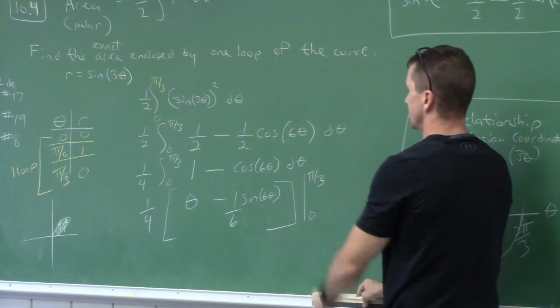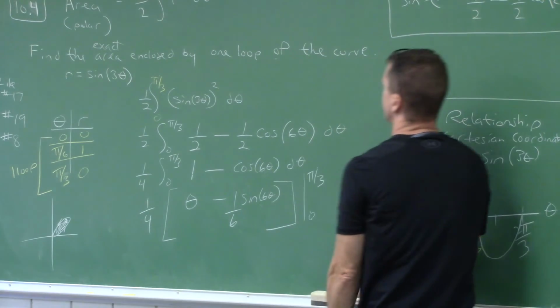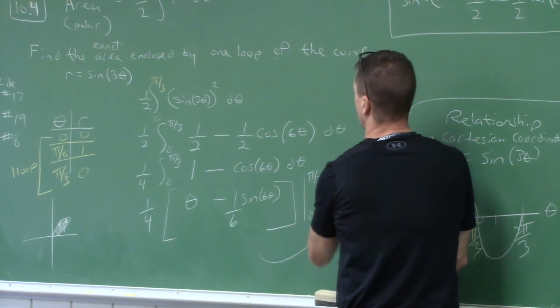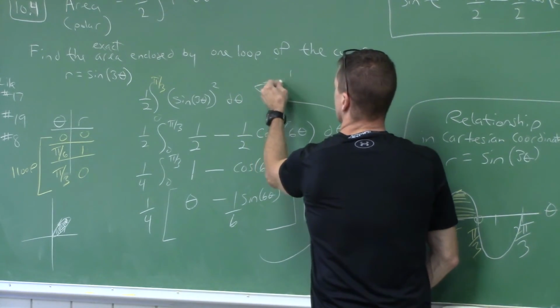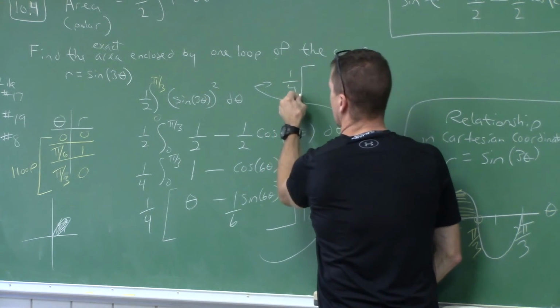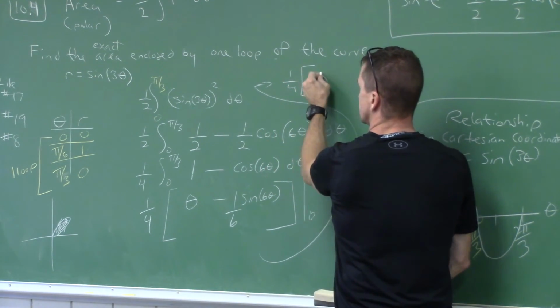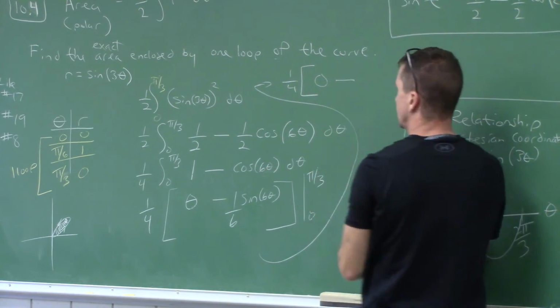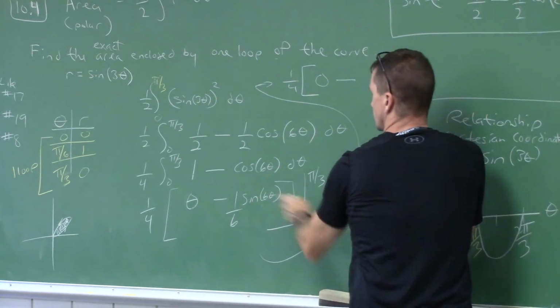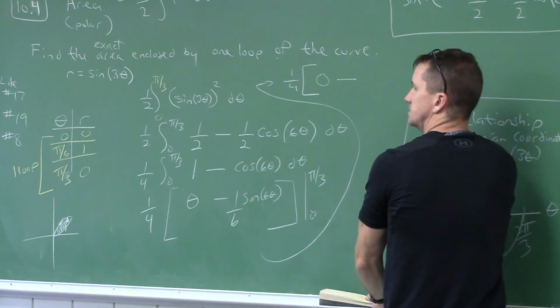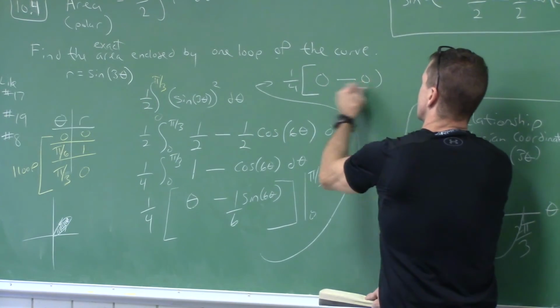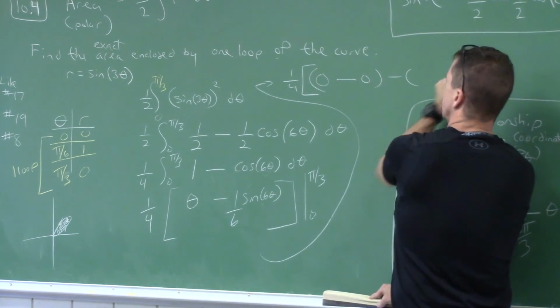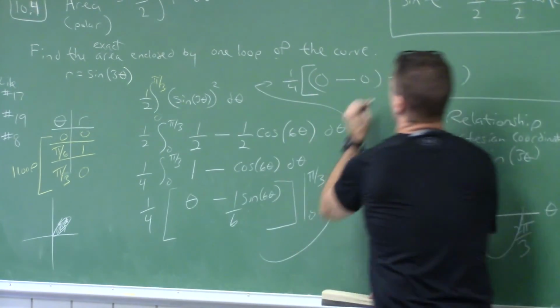You ready to do it? What's pi over 3 plugged in here? So I'll just plot an arrow and go like this. Look at the answer: 1/4 bracket, 0 minus, what's sine of 2 pi? 0. Minus, now plug in the zeros. 0 minus 0.